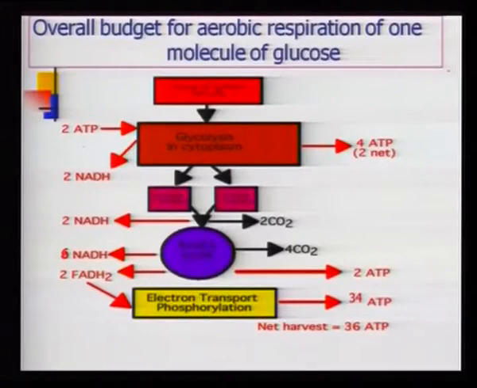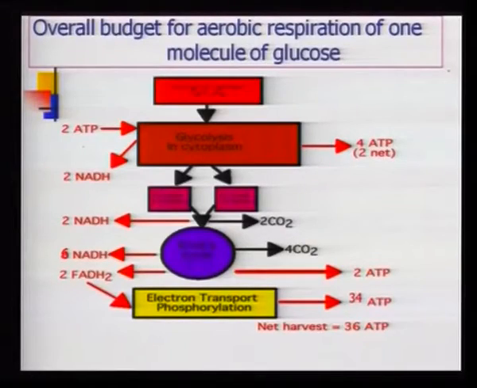Here we can see the overall budget for aerobic respiration of one molecule of glucose. Can you explain how many ATP molecules are produced during the whole respiration process? Yeah, one glucose molecule, we always teach our learners, produces 36 molecules of ATP in eukaryotes and 38 molecules of ATP in prokaryote cells. Let us have a look at the visual and count them ourselves.